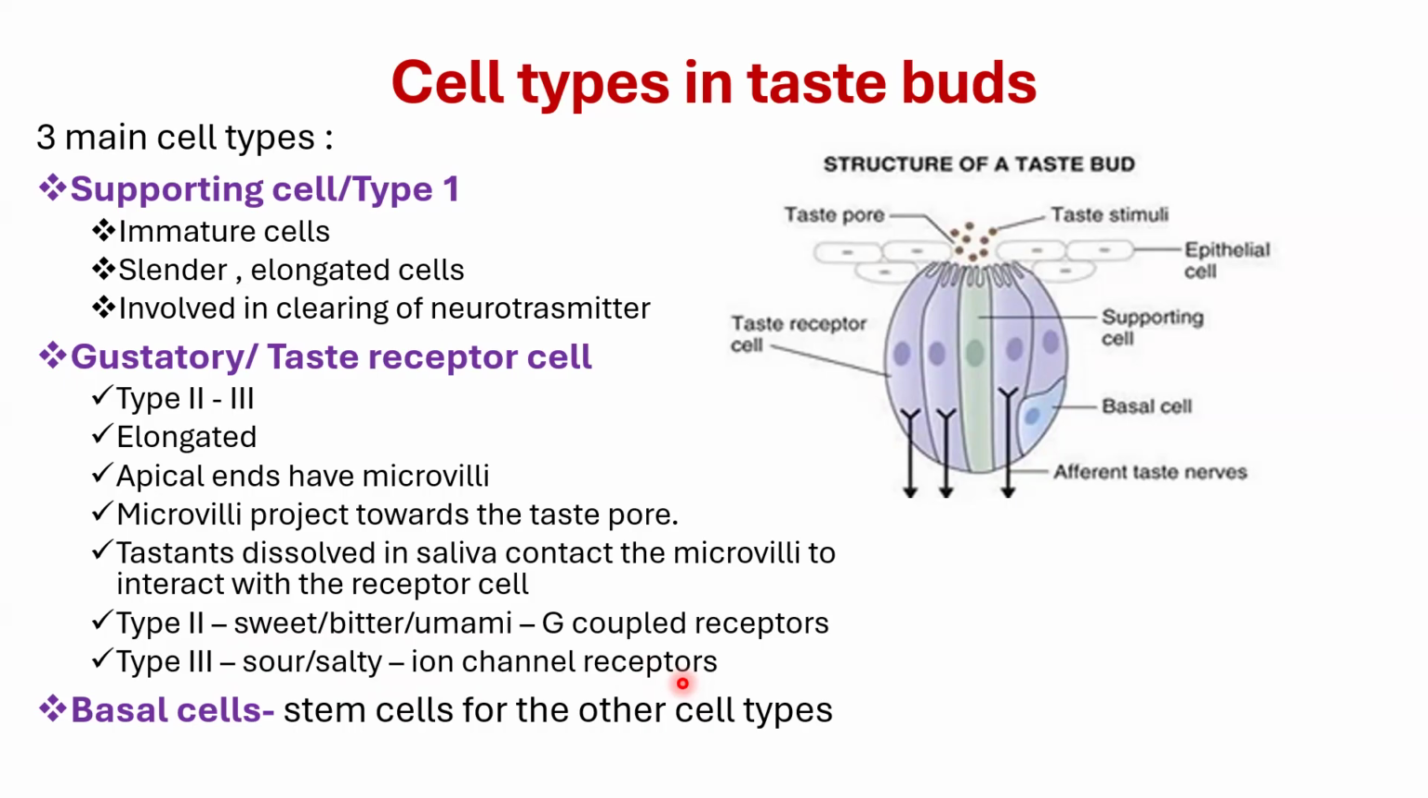Type 2, which at this point tastes sweet, bitter, and umami, is a G-coupled receptor. And then type 3, which perceives sour and salty sensations, is ion-gated channel receptors. Then the last cell is the basal cells, which are the stem cells for the other cell types, now type 1, type 2, and type 3 cell types.